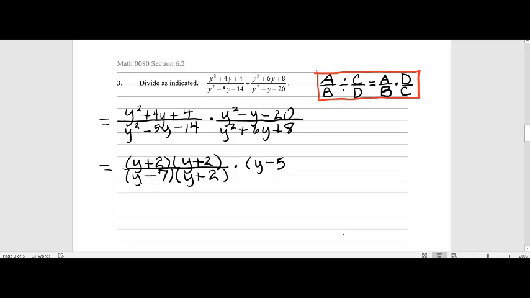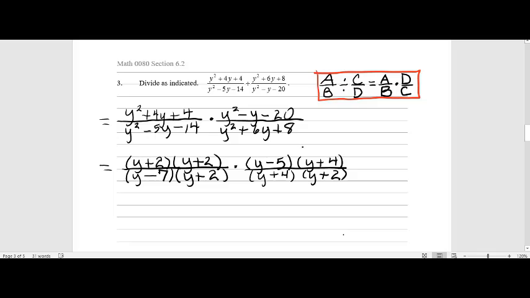So the first denominator factored into y minus 7 times y plus 2. The second numerator factors into y minus 5 times y plus 4. And the second denominator factors into y plus 4 times y plus 2. It's important to make sure you have the factorization correct.